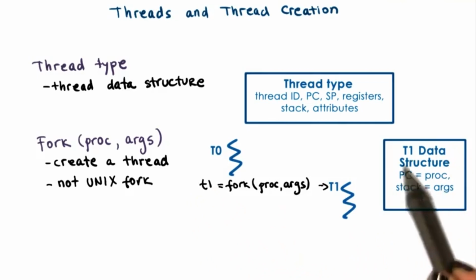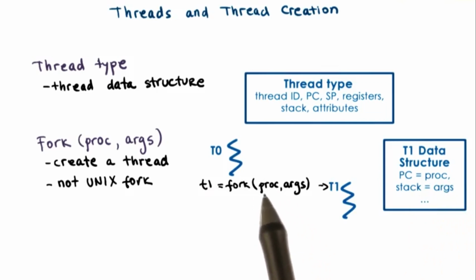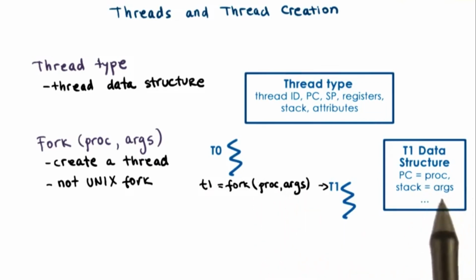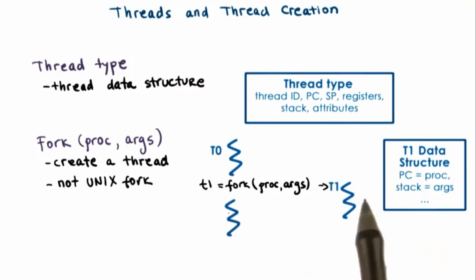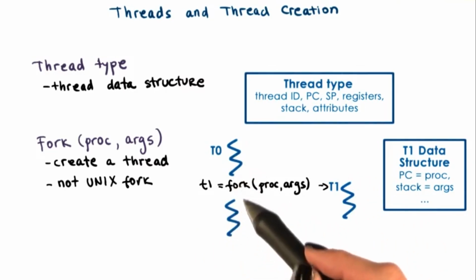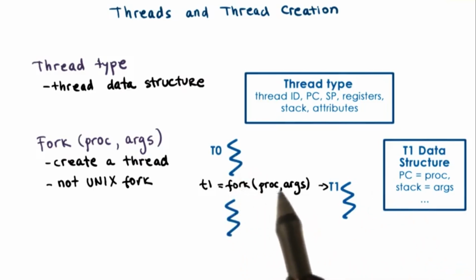That means that a new thread data structure of this type is created, and its fields are initialized such that its program counter will point to the first instruction of the procedure proc, and these arguments will be available on the stack of the thread. After the fork operation completes, the process as a whole has two threads, T0, the parent thread, and T1, and these can both execute concurrently. T0 will execute the next operation after the fork call, and T1 will start executing with the first instruction in proc and with the specified arguments.